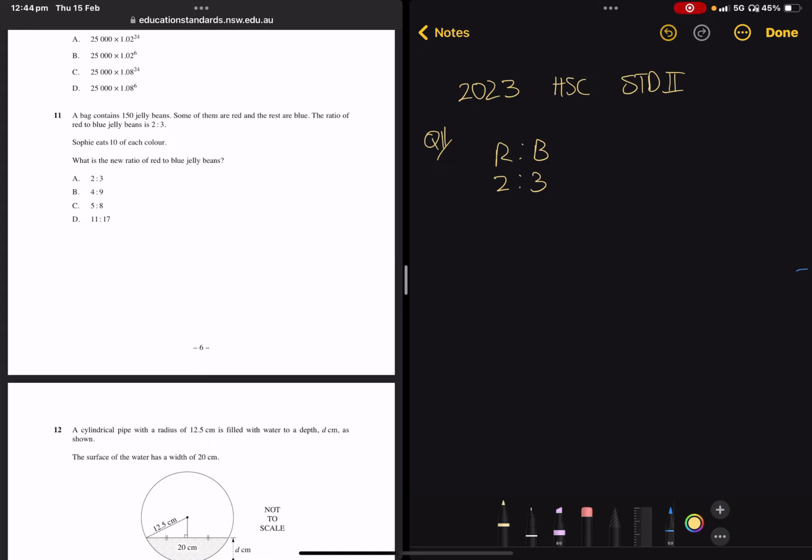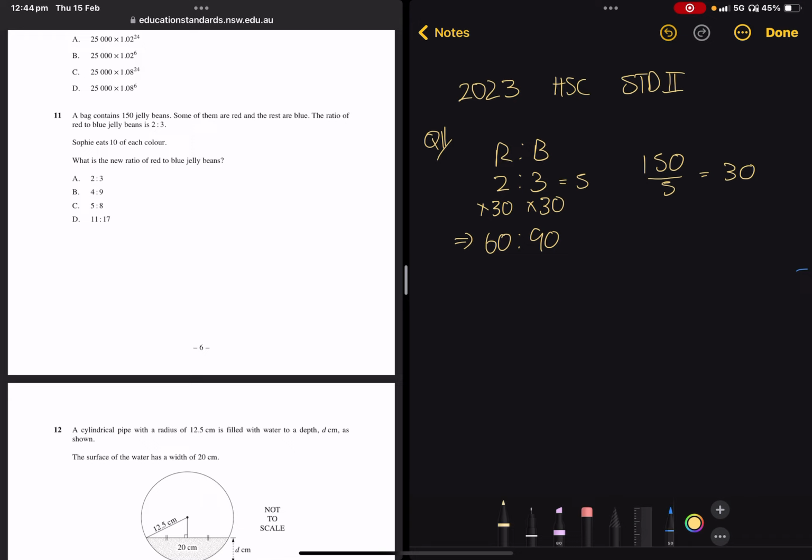Okay, so initially there were 150. 2 plus 3 is 5. 150 divided by 5 is 30. So multiply 2 by 30, multiply 3 by 30. This tells us that initially 60 were red and 90 were blue. So our first step is to find how many there were of each.